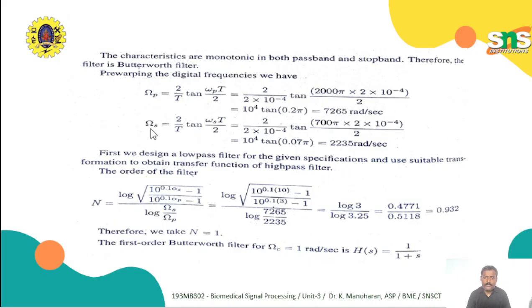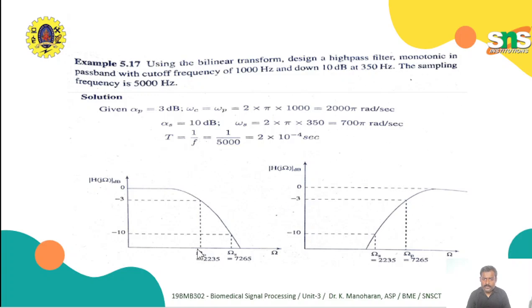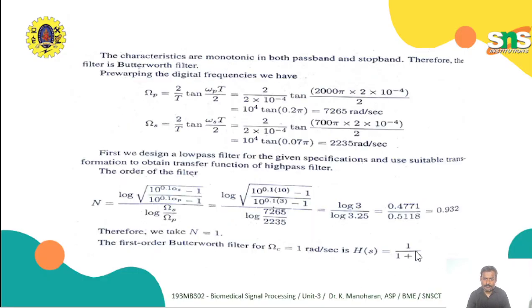Similarly for omega s, substituting, 2 by T into tan of omega s T by 2. That is 2 divided by 2 into 10 power minus 4, tan of 700 pi into 2 into 10 power minus 4 divided by 2, which equals 2235 radians per second. So this is omega s and this is omega p. Look at this omega p and omega s: here omega p becomes omega s, and omega s becomes omega p.